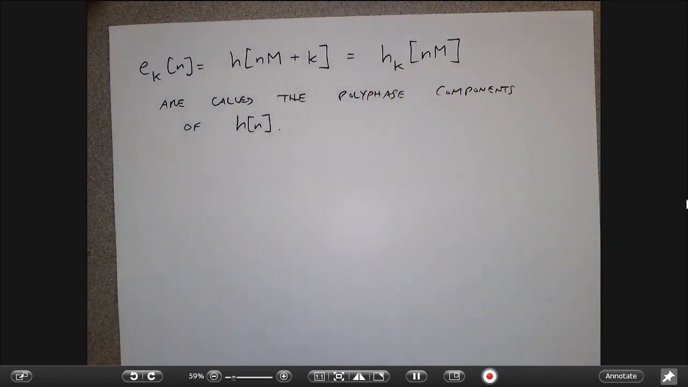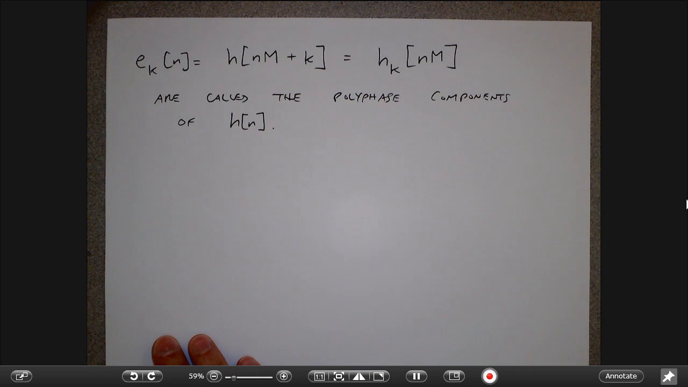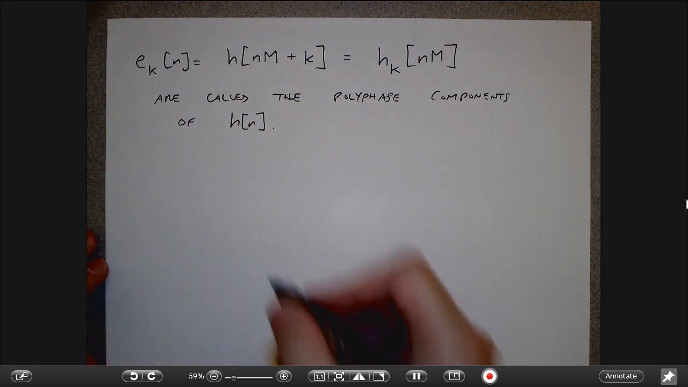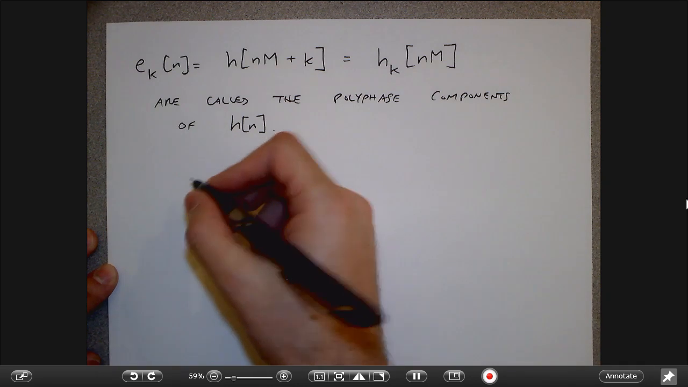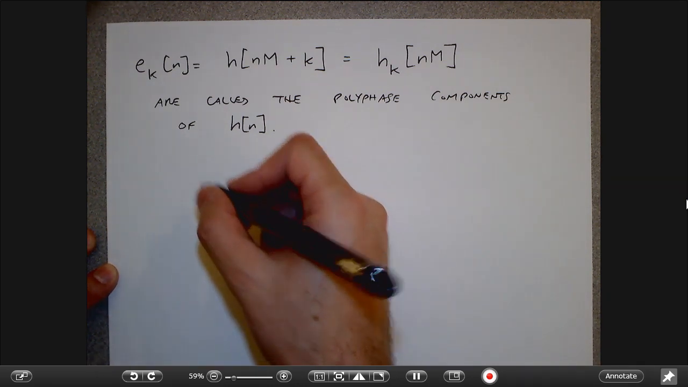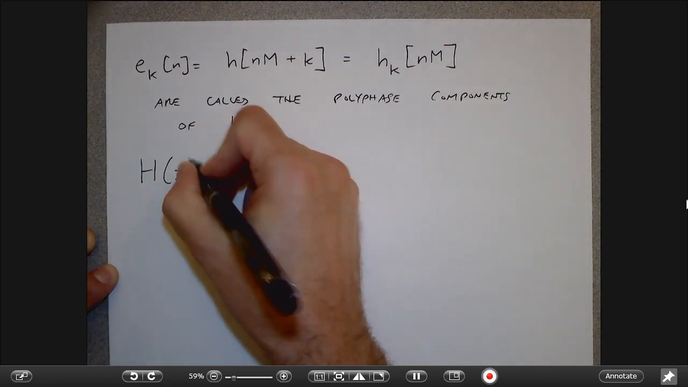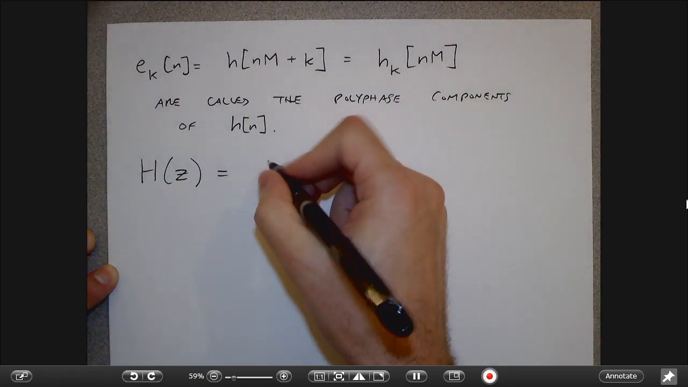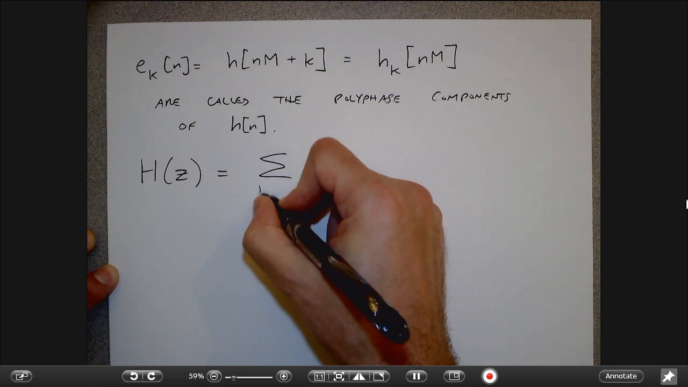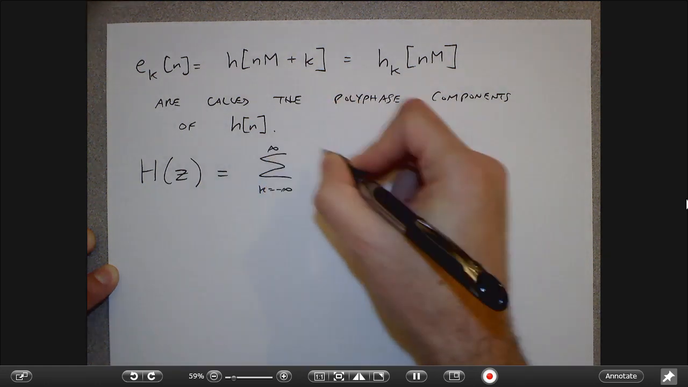And what I'm going to try and do is take a system and decompose it into its polyphase components, right? So for example, if I want to be really precise about this, I can say, okay, what is my Z transform of this filter, for example? Well, it's defined as this guy.